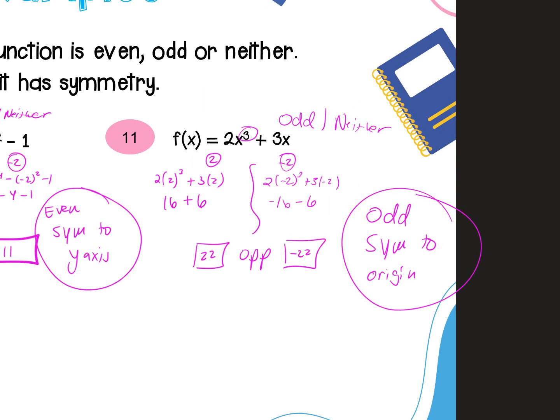Even, odd, neither? Make sense now? Have you guys seen that before? No? Okay. Yep. Odd is always symmetric to the origin. Even is always symmetric to y. And if it's neither, it has no symmetry.